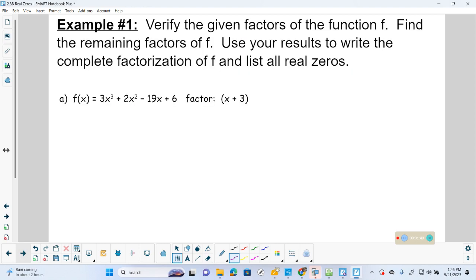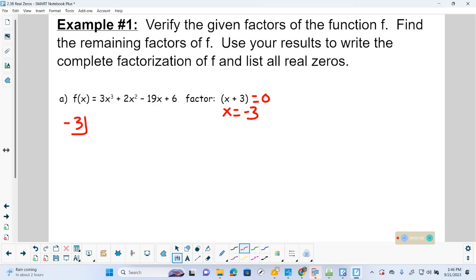So here we go. Verify the given factors of the function, find the remaining factors, and write the complete factorization. Before we get to this rational zero test, which we will in a minute, if this is our factor, we know it divides evenly into it. So I can use synthetic division. I'm going to find the zero first. So that's going to be my divisor.